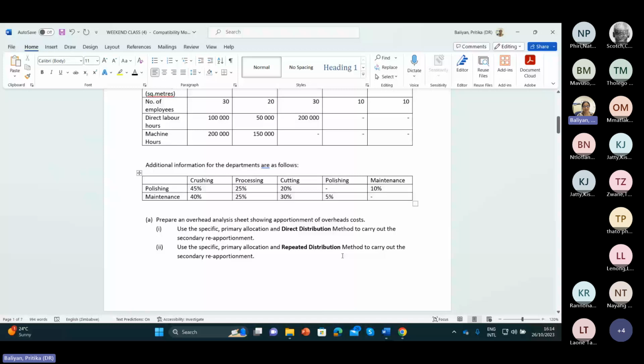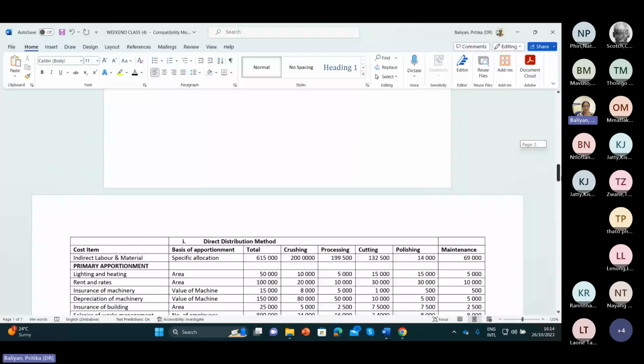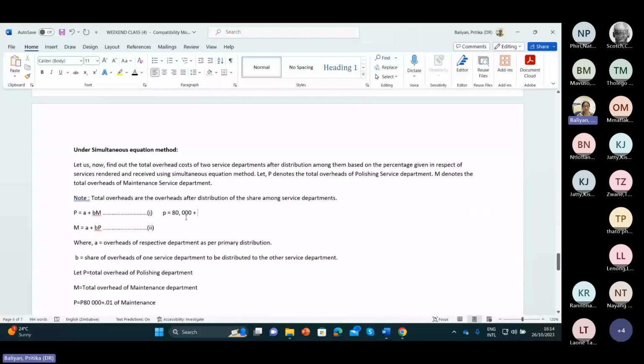So how do we write that? We will write P is equal to, because P is denoting the total. P is equal to 80,000 plus 10% of the maintenance department, where we assume that M is indicating the total overhead cost of the maintenance department. So 10% of M. So that's how we draft equation 1.